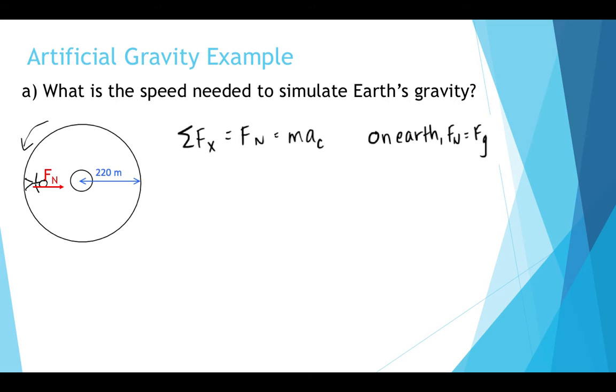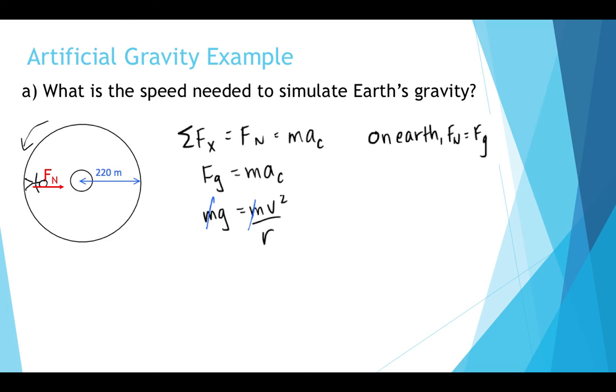On Earth, F normal is going to equal the weight. So we want to make sure we have the person feeling their own weight, because that's the whole issue, that they're experiencing weightlessness for too long of a time period, and in turn it's affecting their body negatively. So plug in Fg for Fn, we get m times centripetal acceleration.